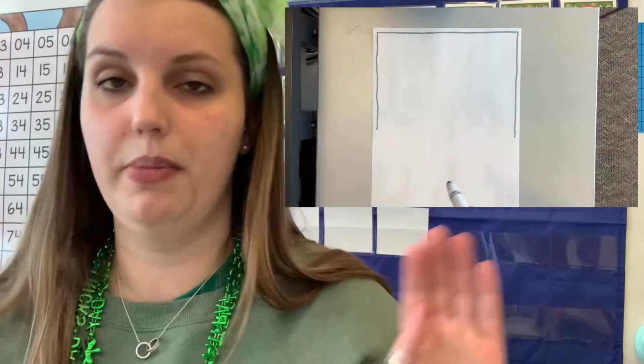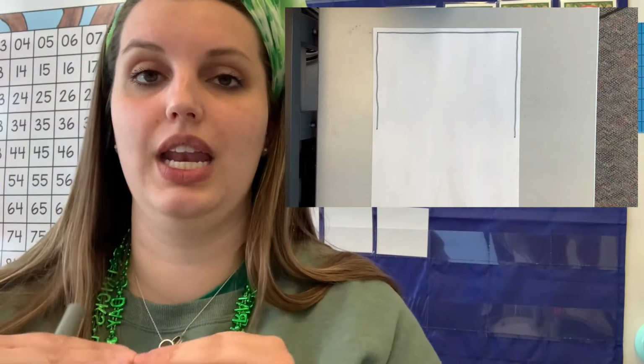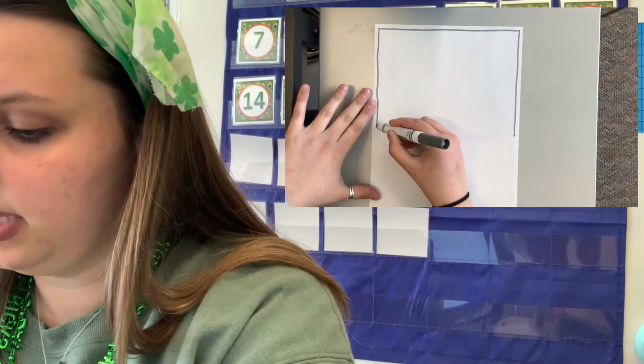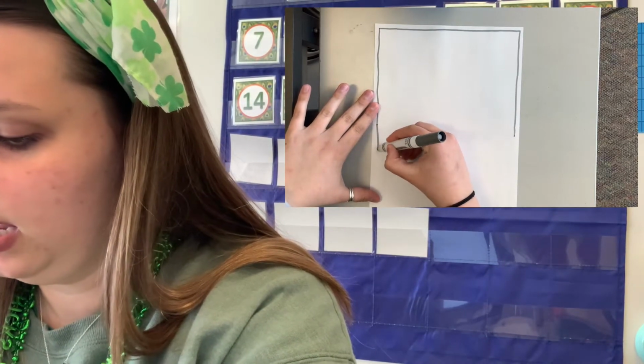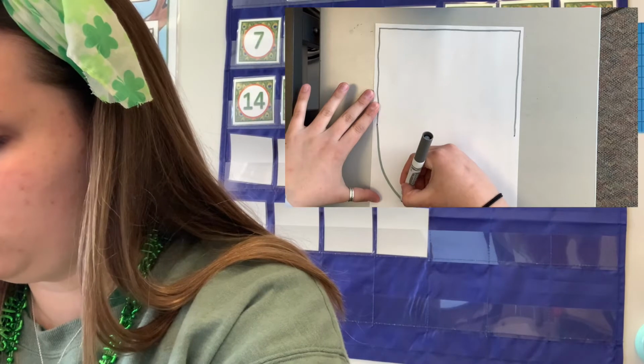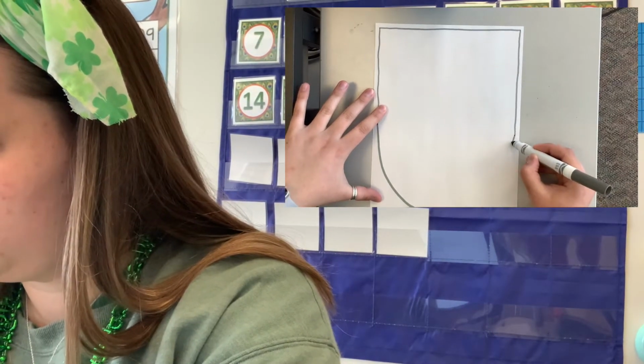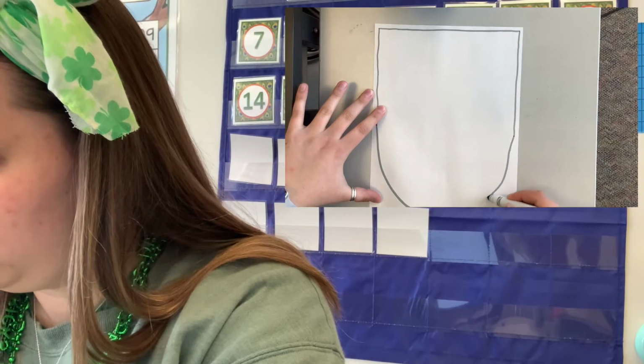There we go. So I kind of made almost a rectangle, but I'm not going to put that bottom line to connect our two sides. What I'm going to do is start at this side and make it rounded. So I'm starting to go in, and then I'm going to do the same thing on the other side. I'm going to start to go in.